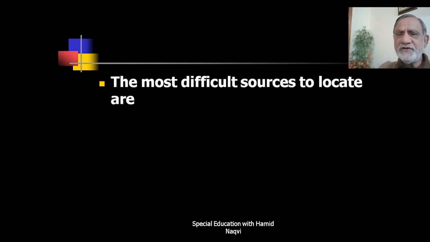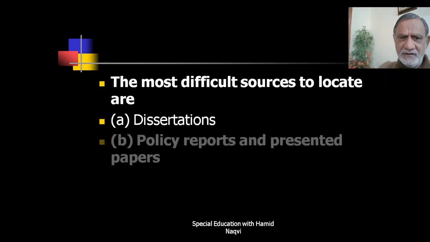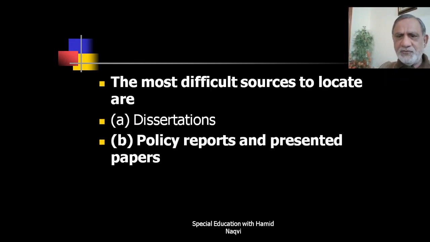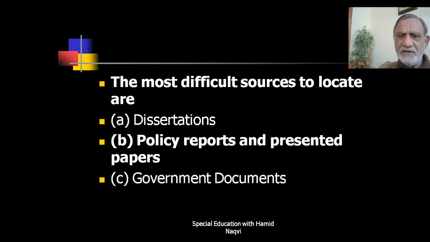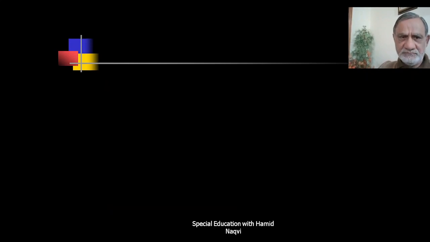The most difficult sources to locate are dissertations, policy reports and presented papers, government documents, or scholarly books. The correct answer is policy reports and presented papers are the most difficult resources to locate.